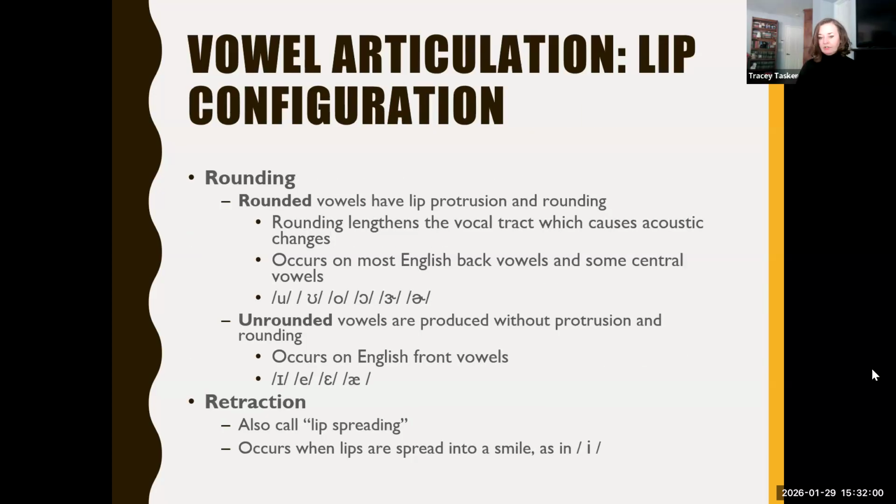We just talked about rounding, so I gave you an example of oh, ooh, those you have to round your lips to produce them accurately. Unrounded or retracted, you don't see that rounding. You see more what we call a smile. The lips are pulled back. So E is very tense and pulled back. Lip spreading is another term that we use.